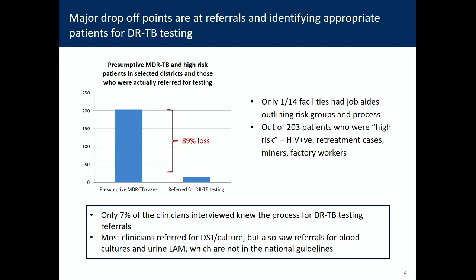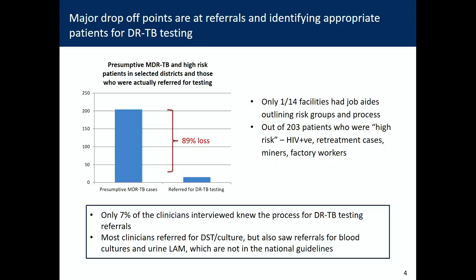The major drop-off point from the get-go was at the start, in identifying the right cases for appropriate referral for DR-TB testing, the point of referral. Based on the records that we obtained at the facility level, we lost about 89% of the patients that should have been referred. These are patients that are just high risk: minors, HIV positive, previous retreatment cases. Already there, 89% that should have been referred were never referred, or we could not find them in the system, at least in the laboratory system. So that's actually a huge opportunity for us to improve.